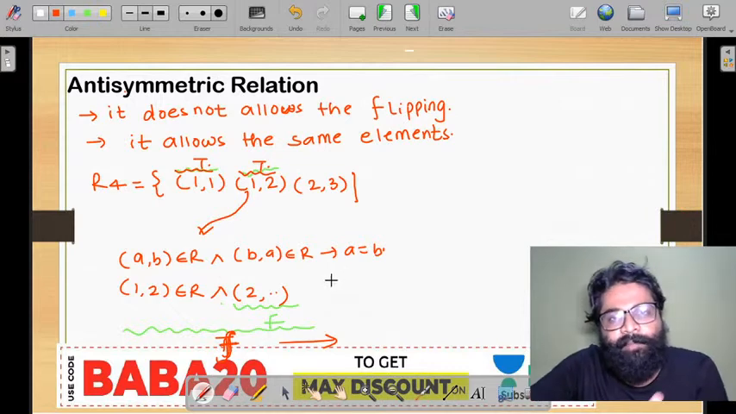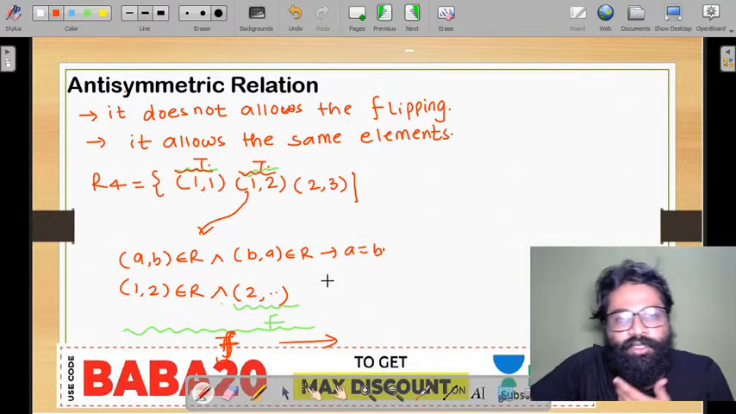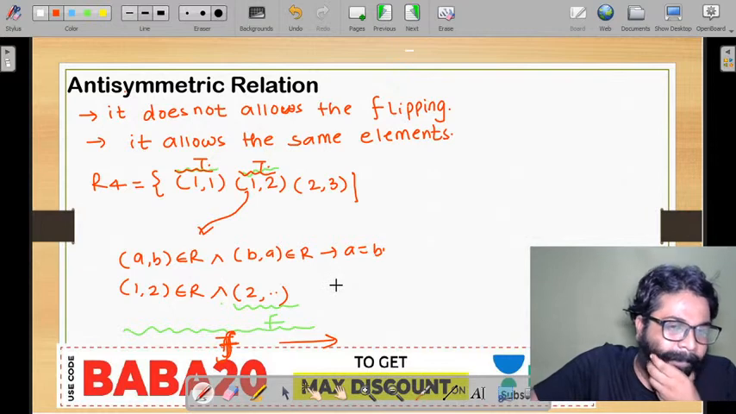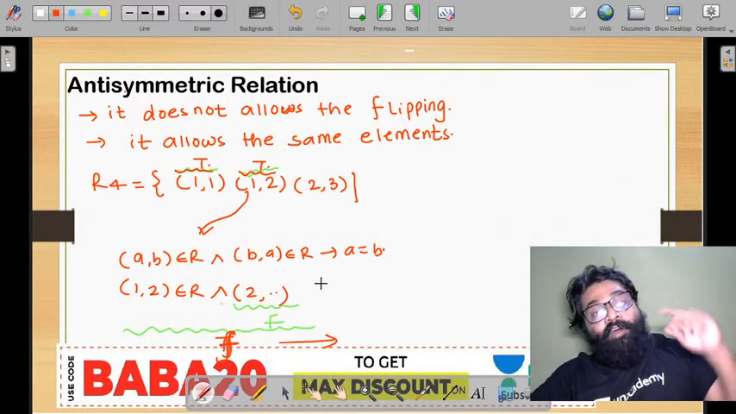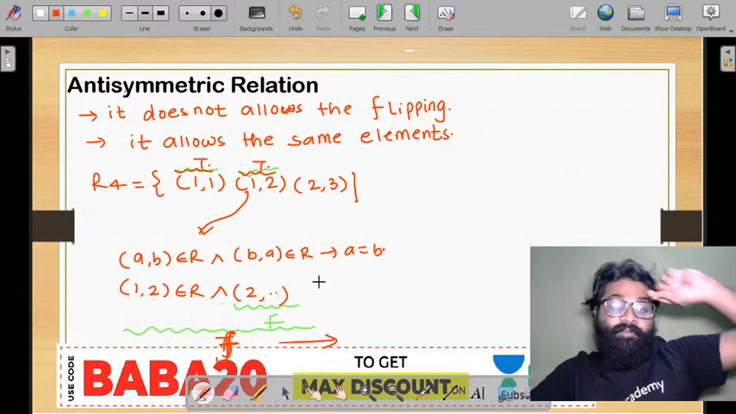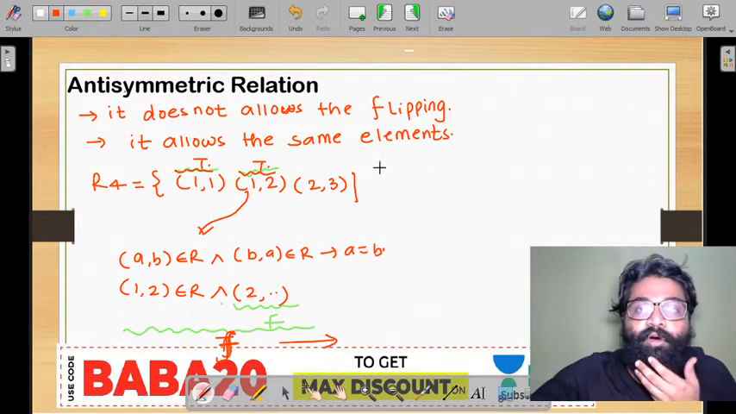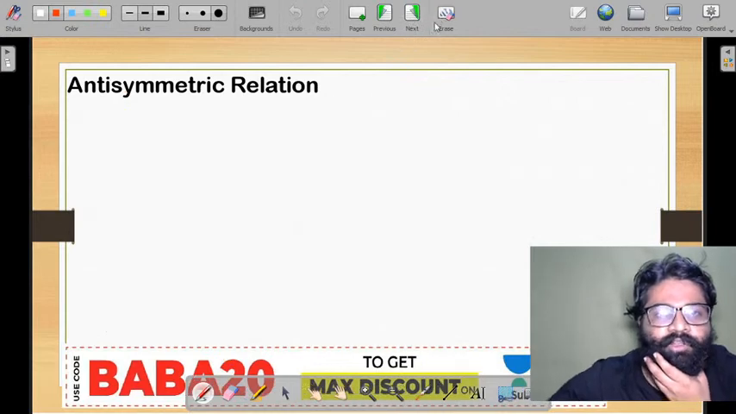When it allows the flipping, then what will happen? The elements are not going to be the same. Yes, for the same element, it will allow the flipping. For the same element, it will allow the flipping. Okay, so I understood what your doubt is.